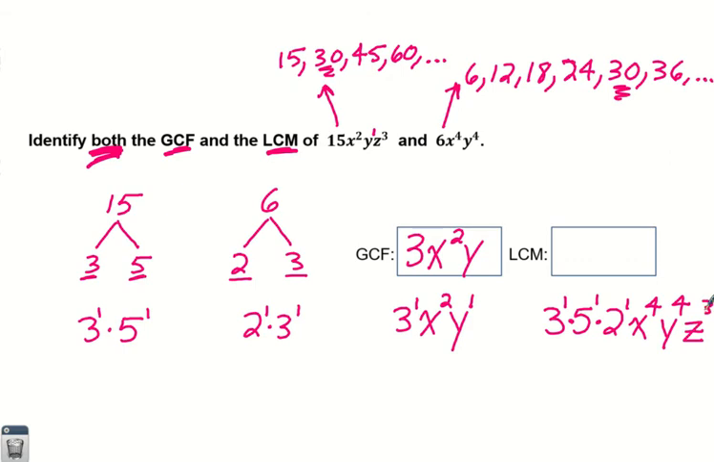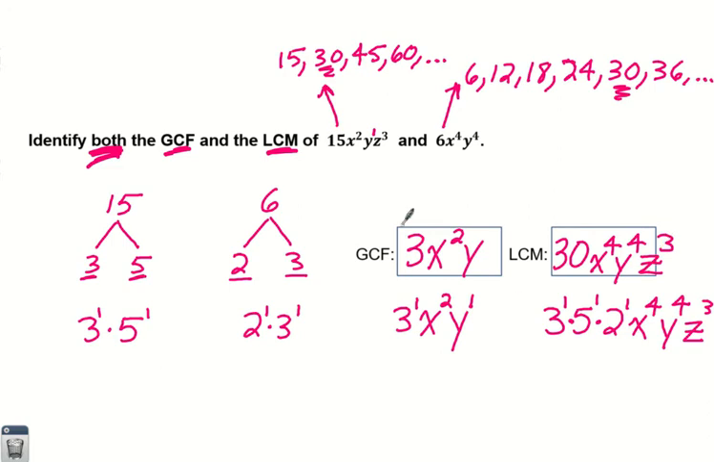And so 3 to the first times 5 to the first times 2 to the first. There's your 30. Then x to the fourth, y to the fourth, z to the third. And so that's your final LCM.